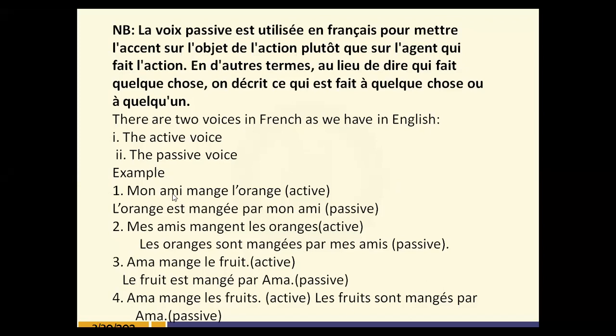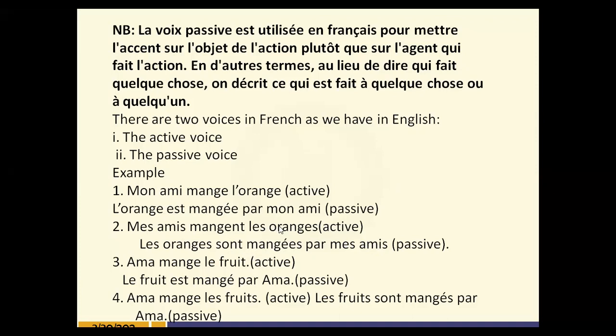OK. Donc, mon ami mange l'orange, ça c'est la voix active. La voix passive, c'est l'orange est mangée par mon ami, ça c'est passif. Mes amis mangent les oranges. Now, that is the plural form of it. Et on commence. Les oranges sont mangées par mes amis.